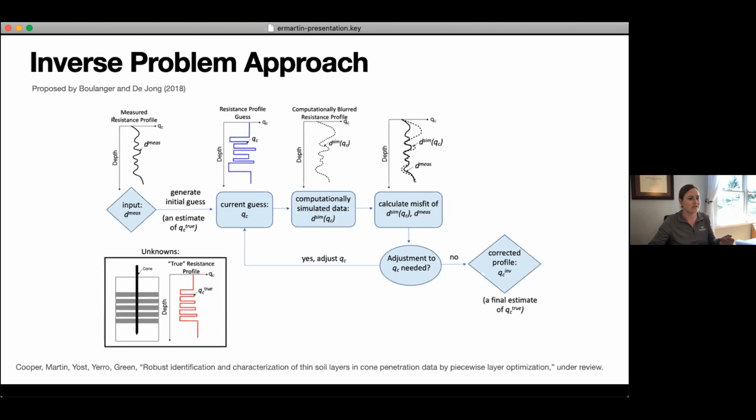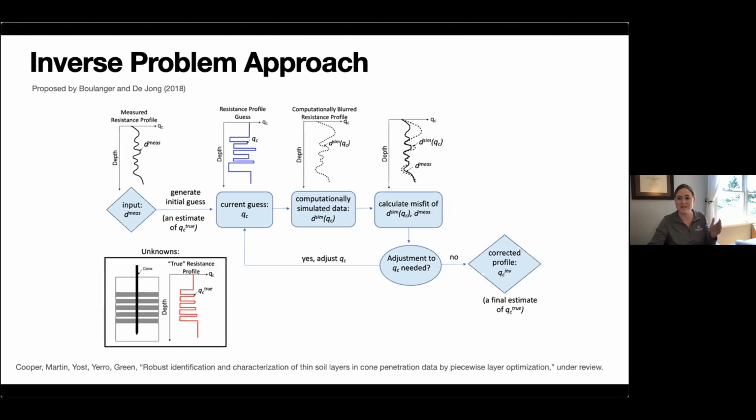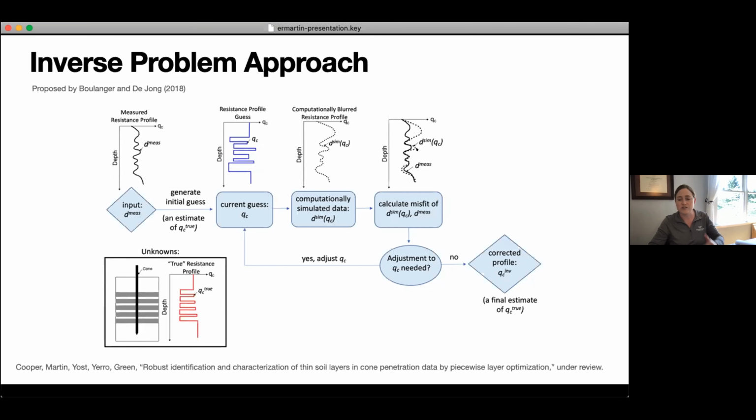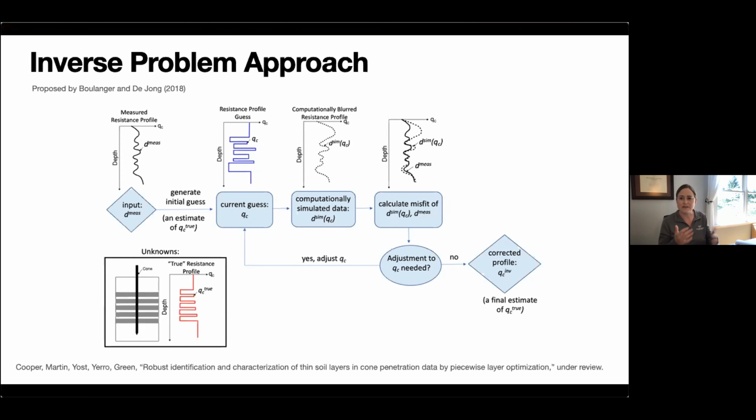So you've got your measured data profile, you have some guess at your true resistance profile here in blue, and then you're going to computationally blur that. In Boulanger and de Jong, it's just a simple convolution with a filter that they sort of experimentally just tried to match from a limited set of laboratory data. And then you look at what's your misfit between your simulated or artificially blurred and your true measured data, and then update.